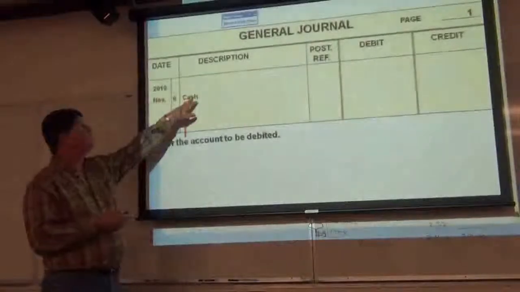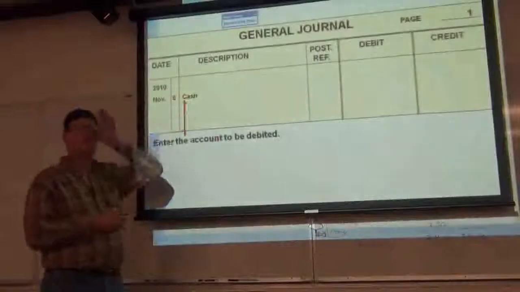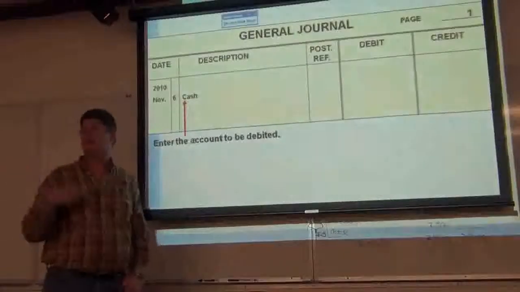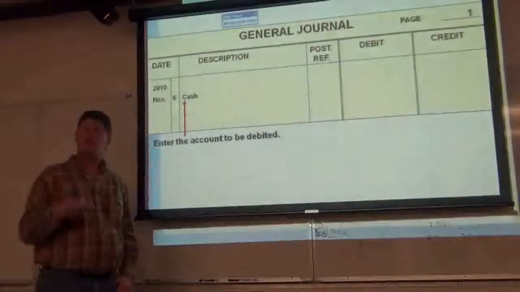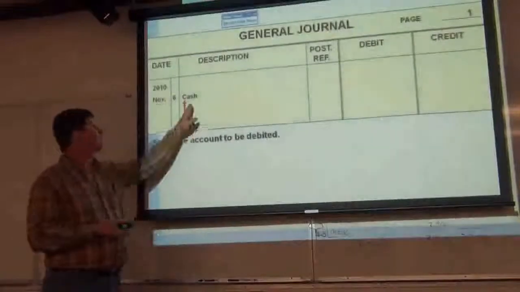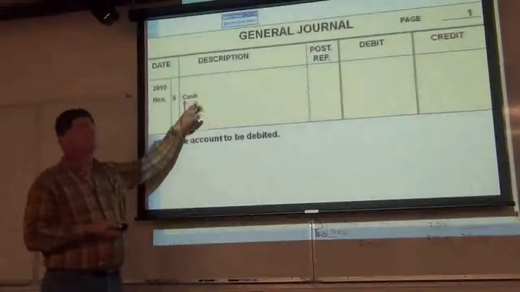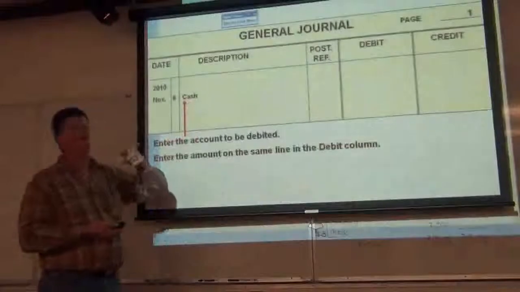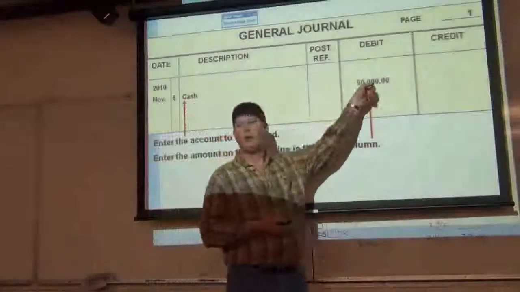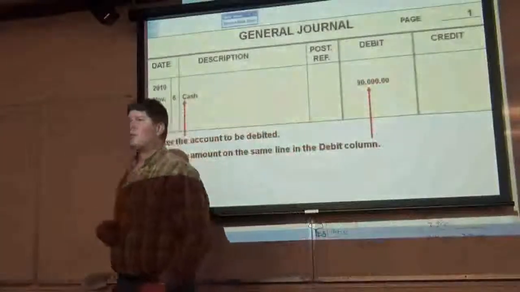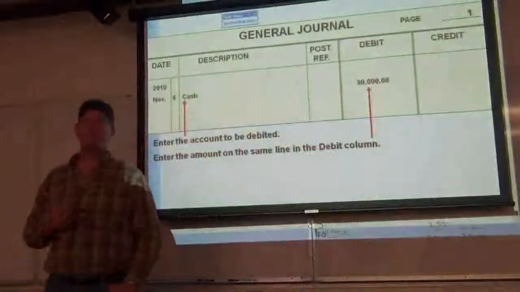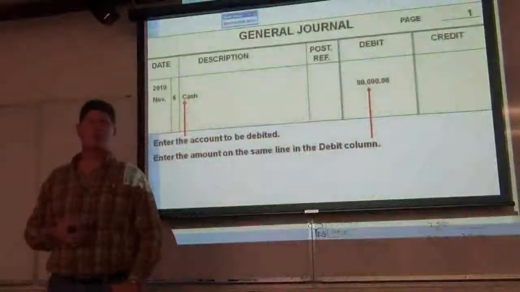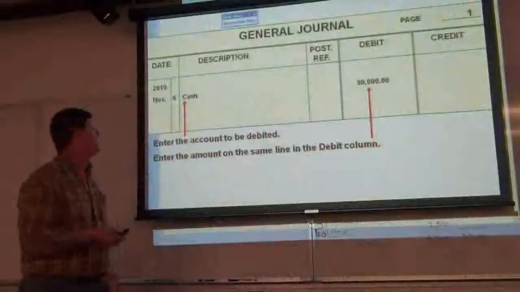The description is the account, and we always start with debits, right? Debits, credits. The convention is we always start with debits. So what account are we going to debit? And then we figure out the amount, and we record it. Okay, so what's going on here? Cash is getting debited. If we debit cash, which direction does it go? Increase, good. Okay?